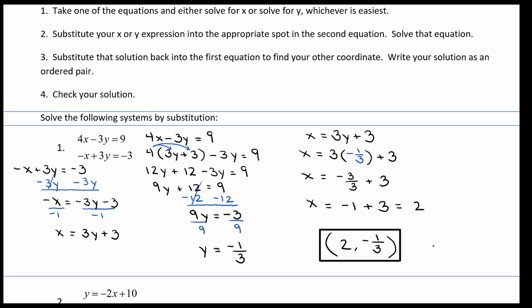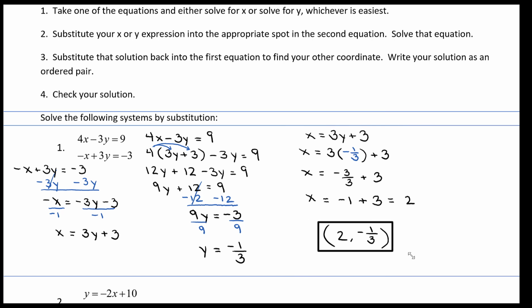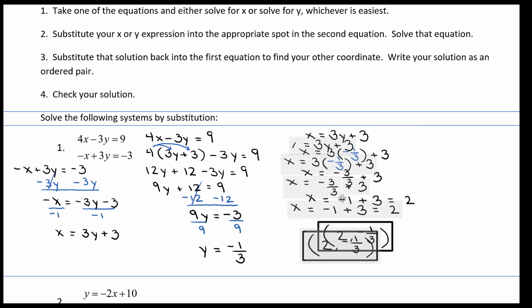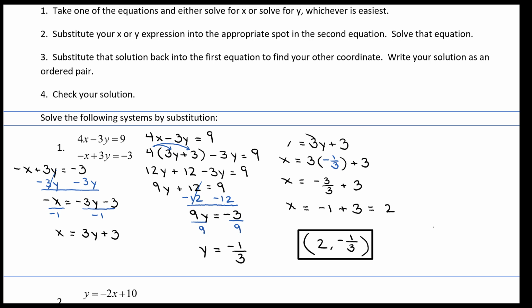Now our fourth step would be to check our solution, and you don't want to get lazy, right? We want to make sure we check our answers. So we're going to take this and substitute it. I'm just going to move my work over here to the side so I have a little bit more space to check my solution.